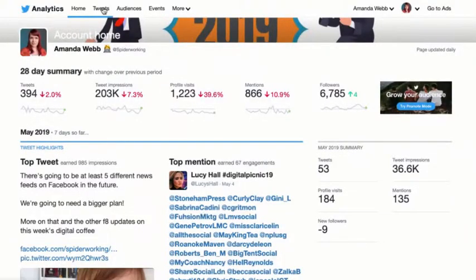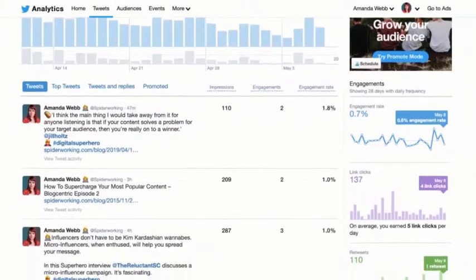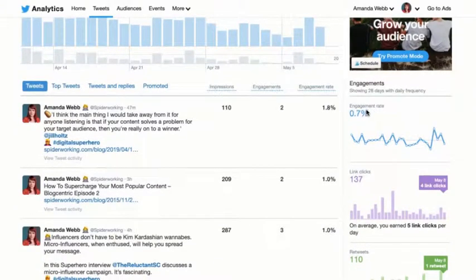Let's start with looking at our Twitter insights, where we can see the engagement rate for individual posts and an overall engagement rate. So go to analytics.twitter.com. From here, click into the Tweets tab. And yay, on the right hand side here, we can see our engagement rate for the period of time that we've selected, which in this case is 28 days. We can see when we've towered above the 1% level and when we've sunk below.